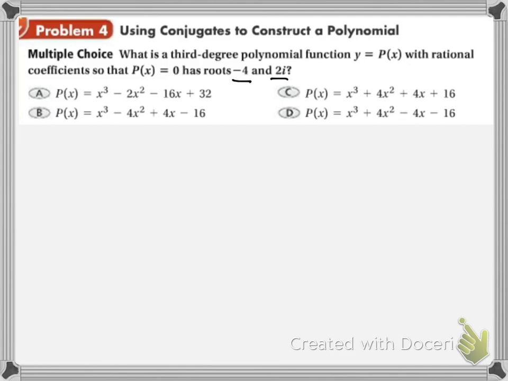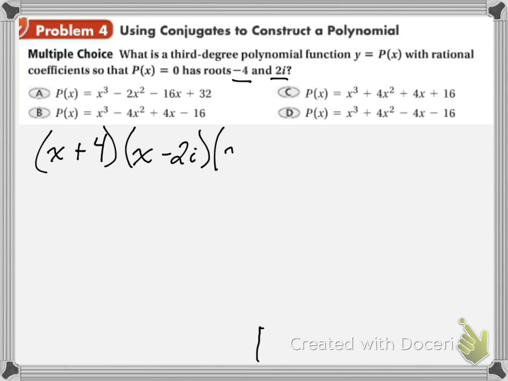Well, if it has negative 4 as a root, what's that mean? That means that negative 4 is a root. It does not mean positive 4 is a root, but it does mean that x plus 4 is a factor. Okay, if 2i is a root, that means that x minus 2i is a factor. And then again, if x minus 2i is a factor, guess what? x plus 2i has to be a factor as well to get rid of the i.